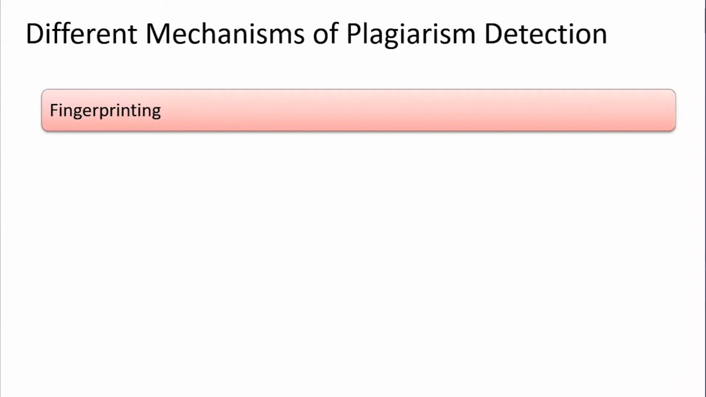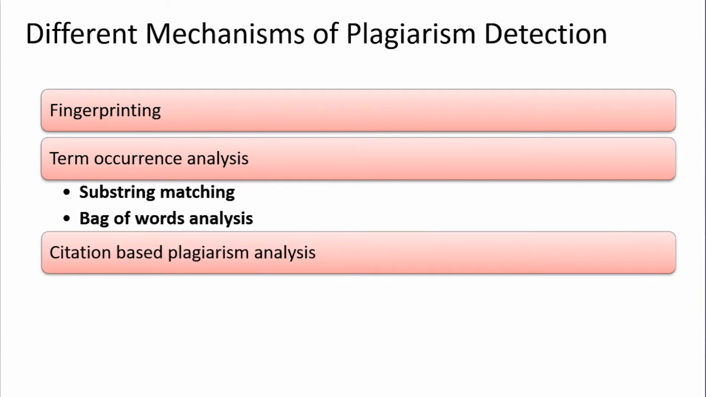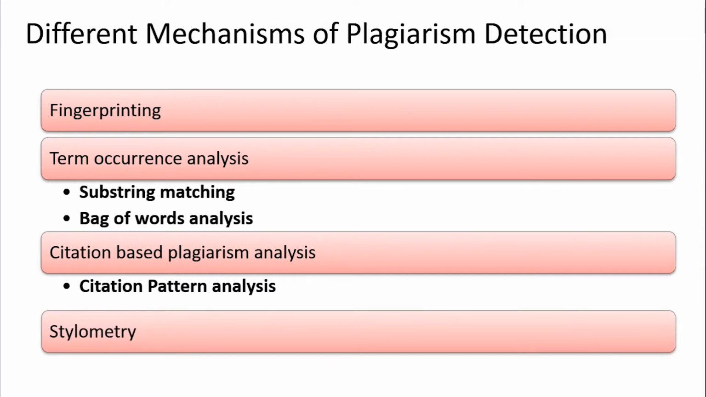So now, plagiarism detection. What should we do to detect plagiarism and how is plagiarism detected? The different mechanisms are fingerprinting, term occurrence analysis, and there are two methods used for term occurrence analysis: string matching and Bag of words analysis. The third mechanism is citation pattern analysis. And the last one is stylometry.